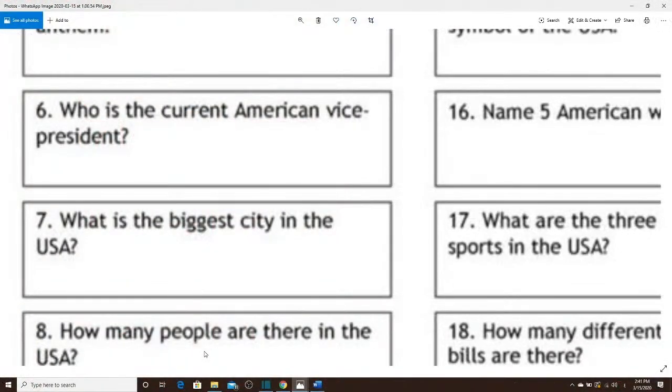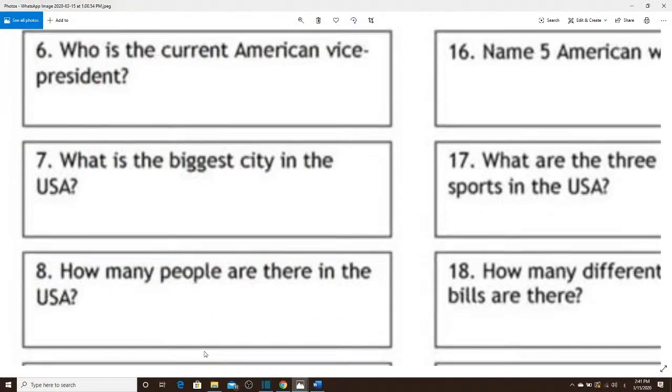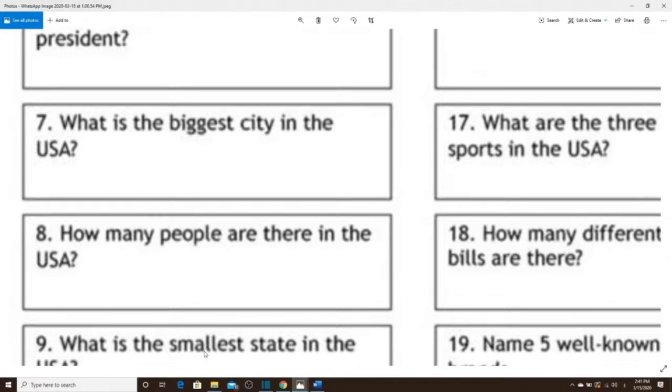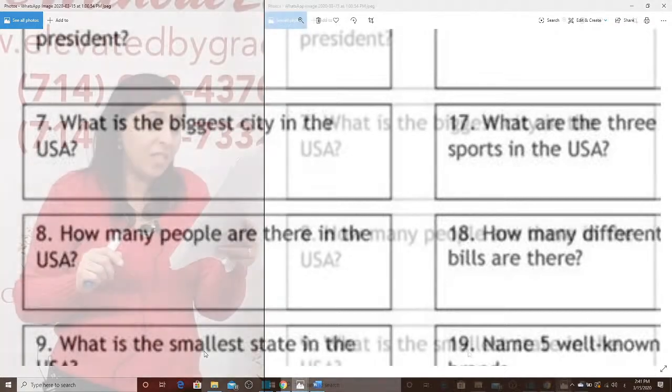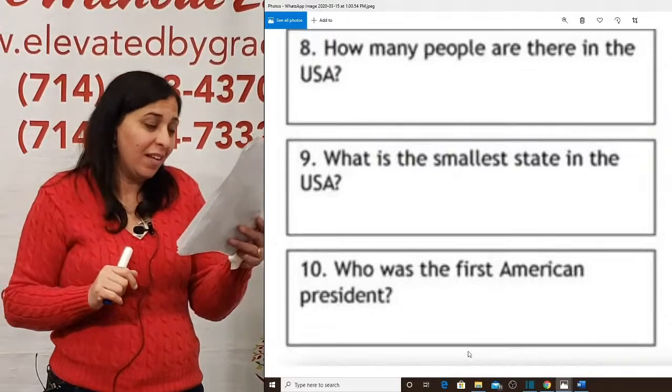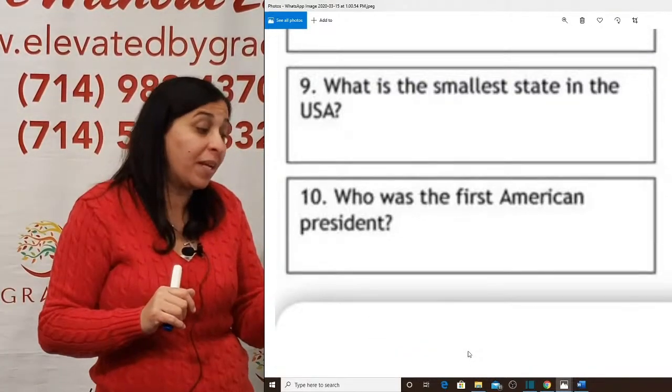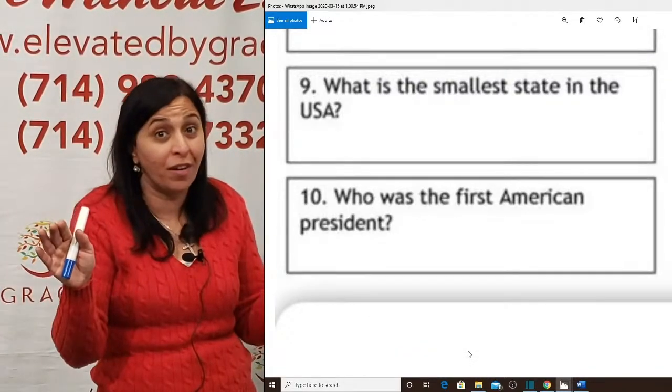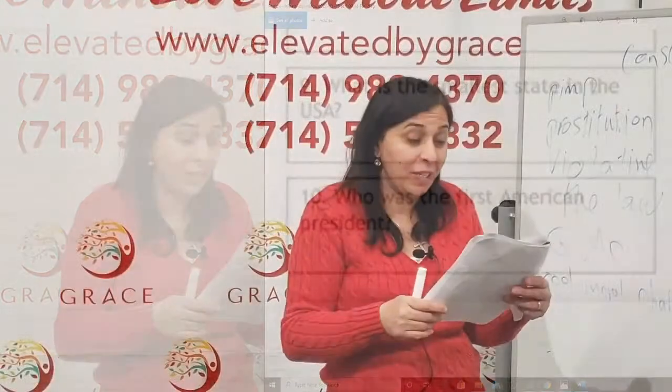Number eight, how many people are there in the United States? You'll be astonished at the number. Of course, the number you can Google has to be the number for the 2020 census. It's a very big number, a huge number. Nine, what's the smallest state in the United States? Number ten, who was the first American president, the spiritual father, and we have a day for him after his name?